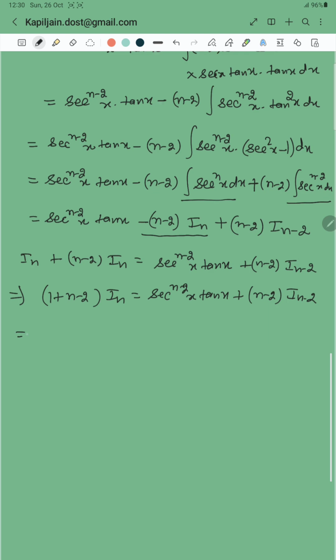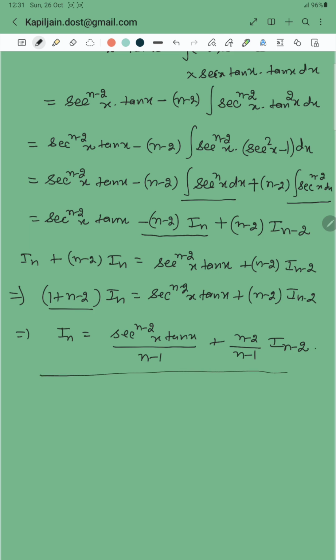So this factor 1 plus (n minus 2) is n minus 1, and so dividing both sides by n minus 1 we get I n is equal to secant raised to power n minus 2 x tangent x divided by (n minus 1) plus (n minus 2) divided by (n minus 1) I n minus 2. So this is our second reduction formula.